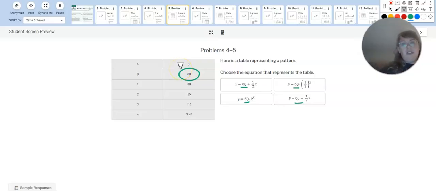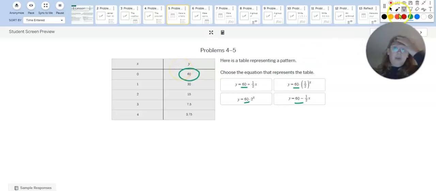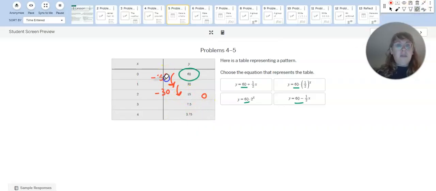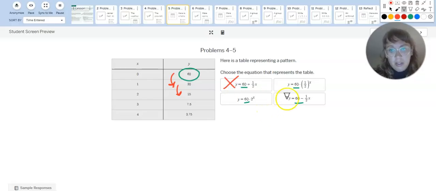Now we need to look at how this is changing. So if it was arithmetic, this would be subtracting 30. And then if we subtract 30 again, we would get 0, which is not the number that we have here. We have a 15. So it's not going to be arithmetic, which means it must be geometric. So we can cancel out this one and this one because that has addition and subtraction. Those are arithmetic sequences.